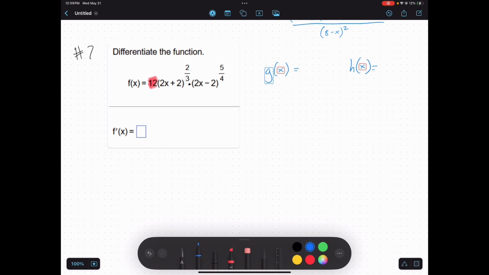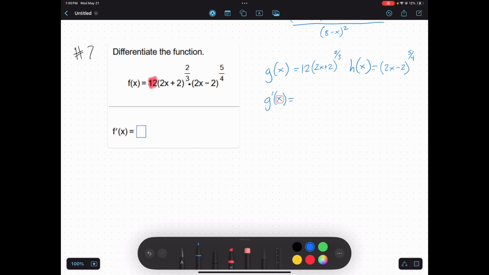Or I could just include the 12 with one of these functions. So that's what I'll do for this example. I'm going to include the 12 with my first function, and then my second function is just going to be 2x minus 2 raised to the 5/4. In order to use the product rule, I need the derivatives of both of these functions. So I'm going to take this derivative.